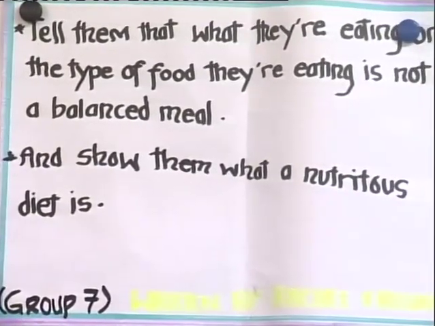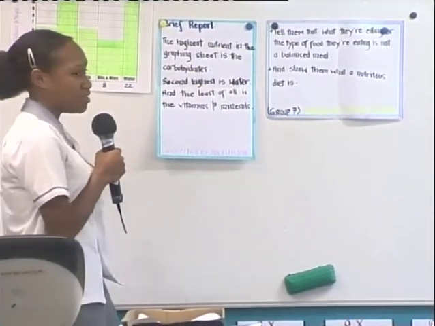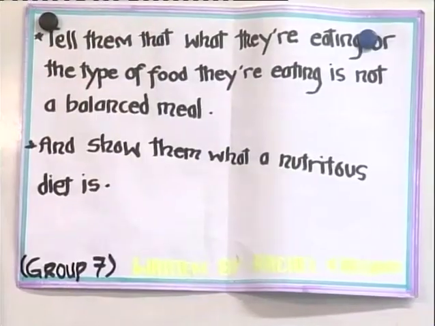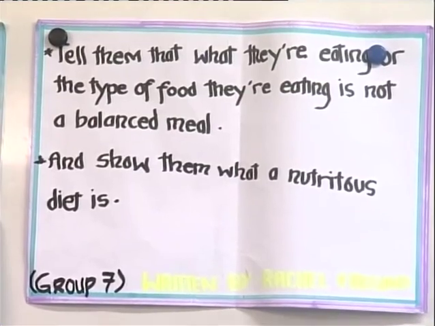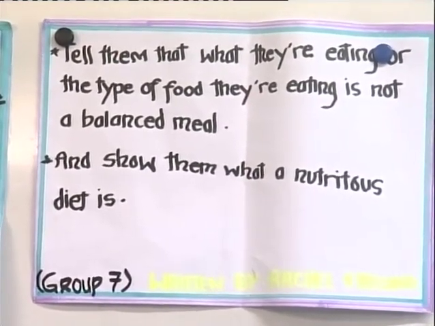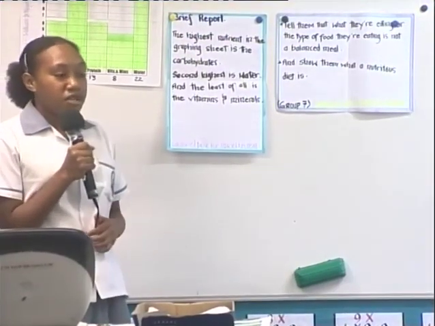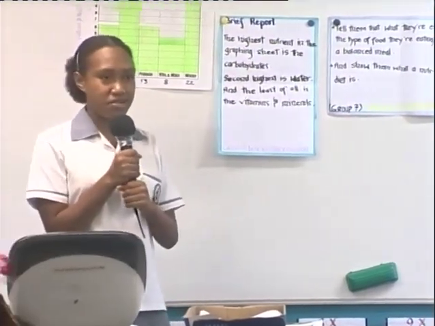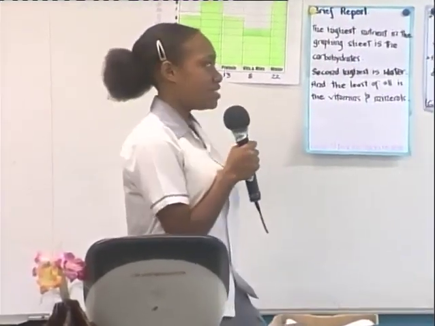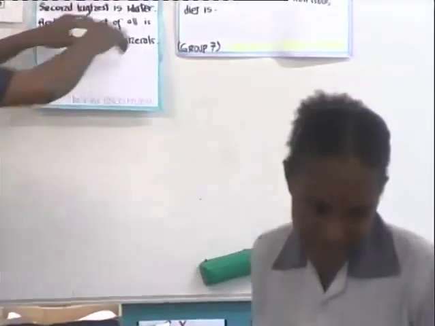We come back to group 1. You get ready. You haven't done your presentation yet. Tell them that what they're eating, the type of food they're taking, is not a balanced meal. They need to have a nutritious diet, and show them what a nutritious diet is. For example, we tell them that we need to have every nutrient, especially the 6 nutrients, in our meals: the breakfast, lunch, dinner, and also the snacks. So that's about it. Good, thank you. Good presentation.